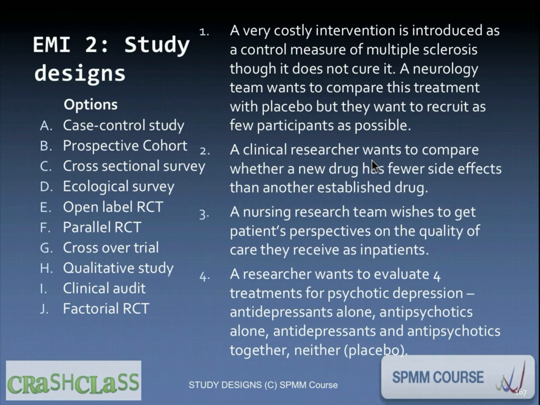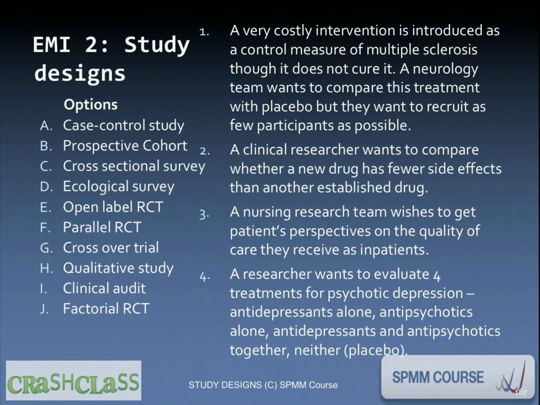2. A clinical researcher wants to compare whether a new drug has fewer side effects than another established drug. So you have two drugs, new one, old one. You want to compare the side effects. Just like how you use RCT to compare beneficial effects, you can also use RCT to compare side effects. In fact, whenever you compare two interventional trials, the best kind of interventional trial is a randomized control trial. So please choose parallel RCT, F. The parallel RCT is the most conventional form of RCT.